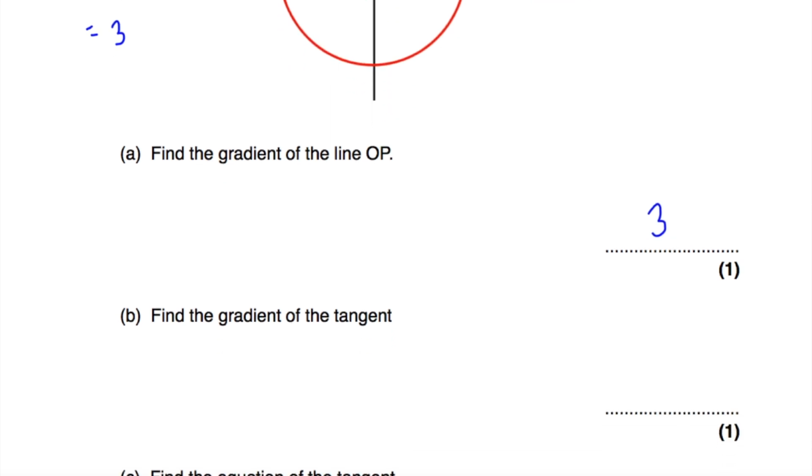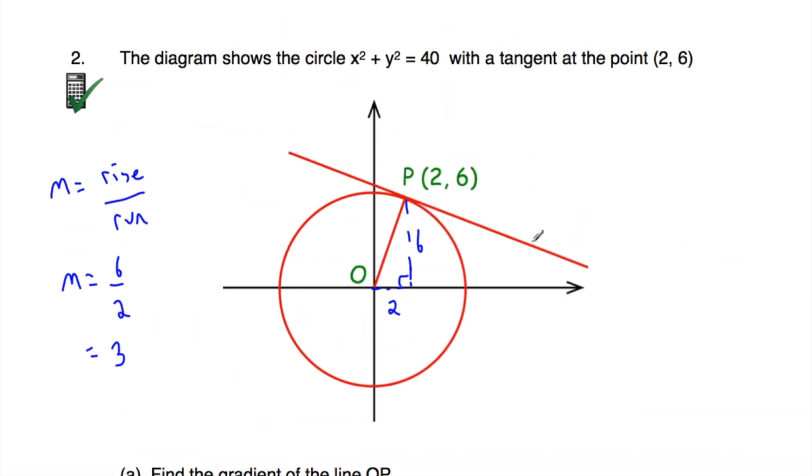Okay, part B, find the gradient of the tangent. So here we've got a tangent, here we've got a radius, they will be perpendicular to each other. So when a tangent meets a radius, they'll meet at 90 degrees, so that'll be a right angle. So they're perpendicular to each other. And if we know the gradient of one of the lines, and we do, the radius, if we find the negative reciprocal of that, so m was equal to 3 for the radius, if we do the negative reciprocal of 3, that'll tell us the gradient of the tangent.